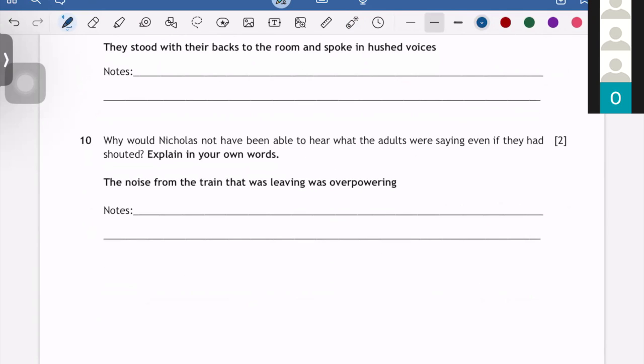Next, why would Nicholas not have been able to hear what the adults were saying, even if they had shouted? Explain in your own words. You must paraphrase.